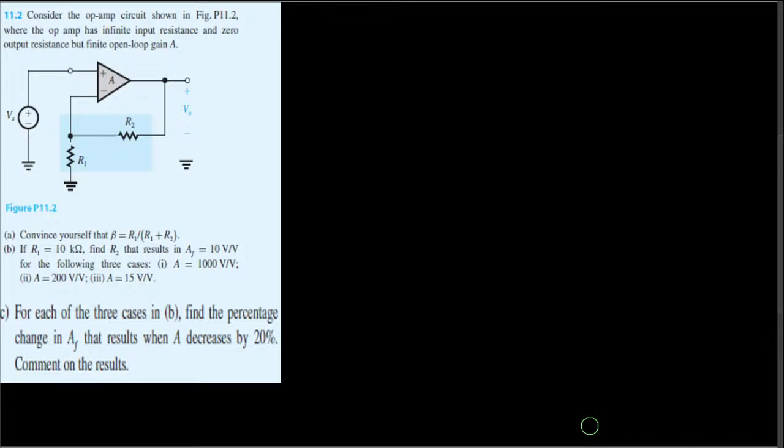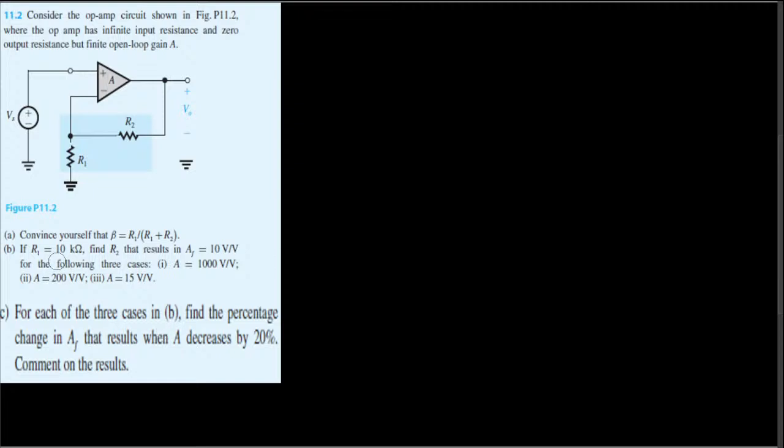C of this question. I did the part A and B in my previous videos. Here I'm going to focus on the part C. Now let's see what this part C is asking. In the part C, the question is asking, for each of the three cases in part B, find the percentage change in AF that results when A decreases by 20% and comment on the results.